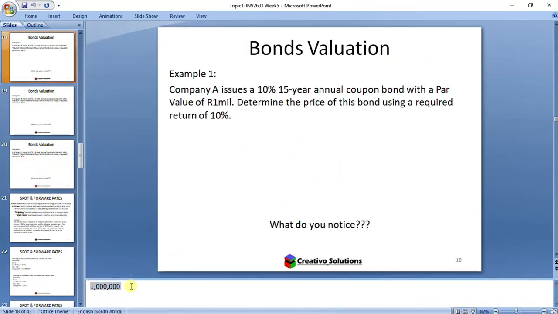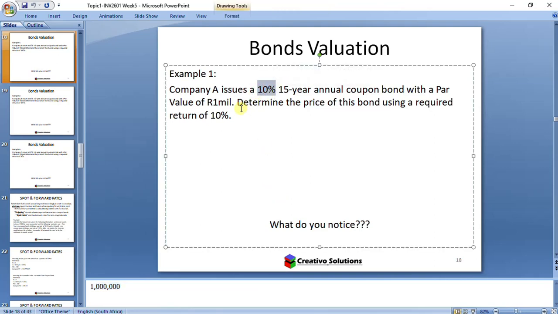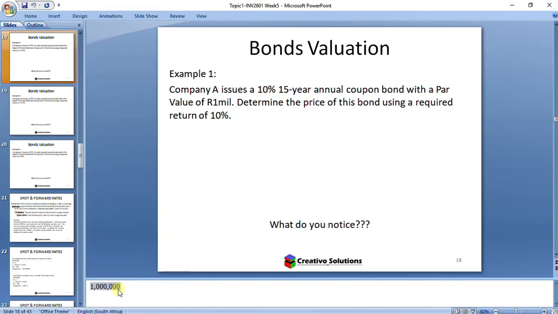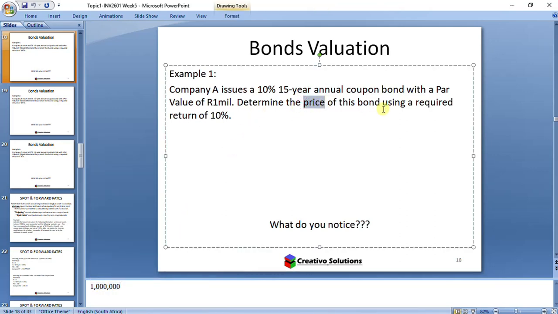So what do you notice? Well, if we look at the coupon payment, the coupon rate here was 10%, and the required rate of return was 10%. Earlier on in one of our slides, we spoke about bonds trading at par or face value. So you can see that the million rand that we calculated is the price of the bond. The price of the bond is the same as the par value.